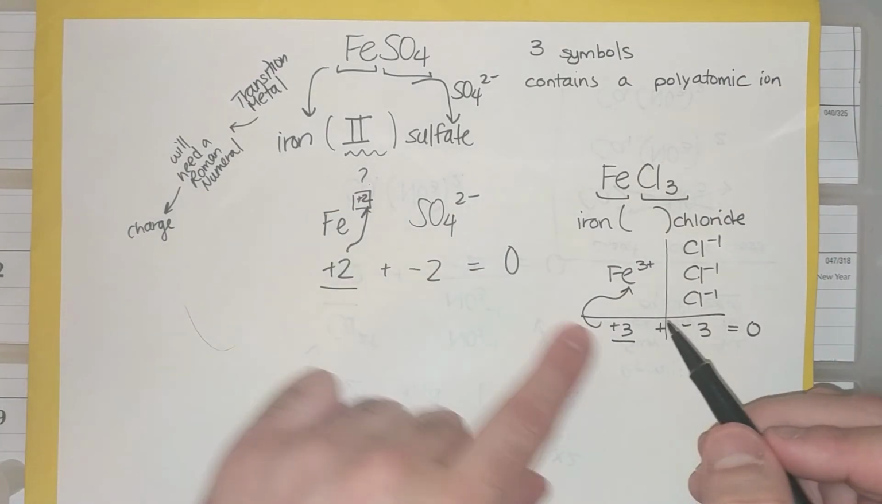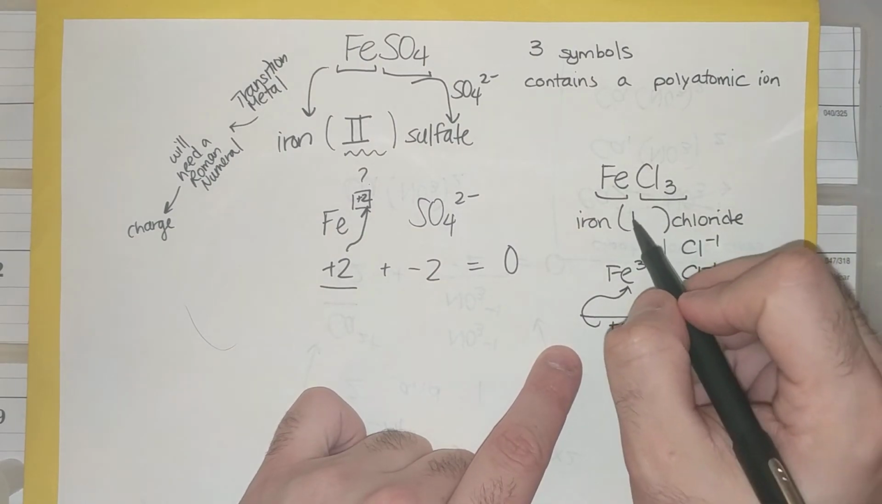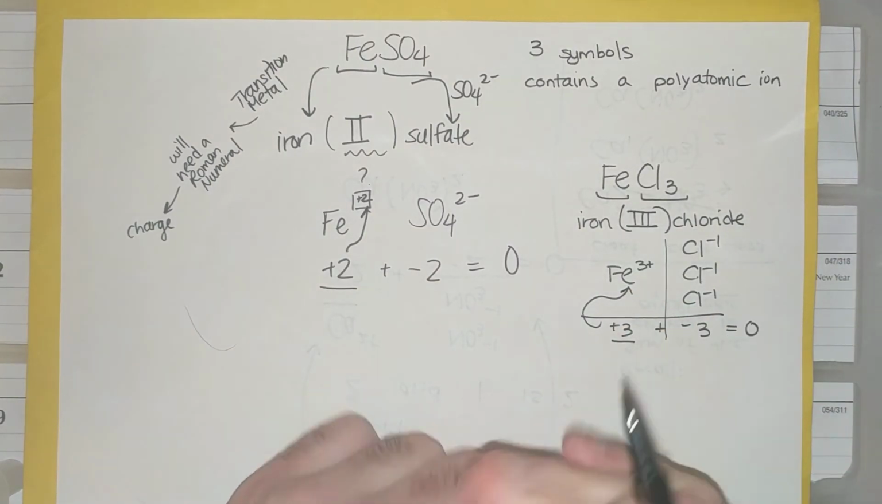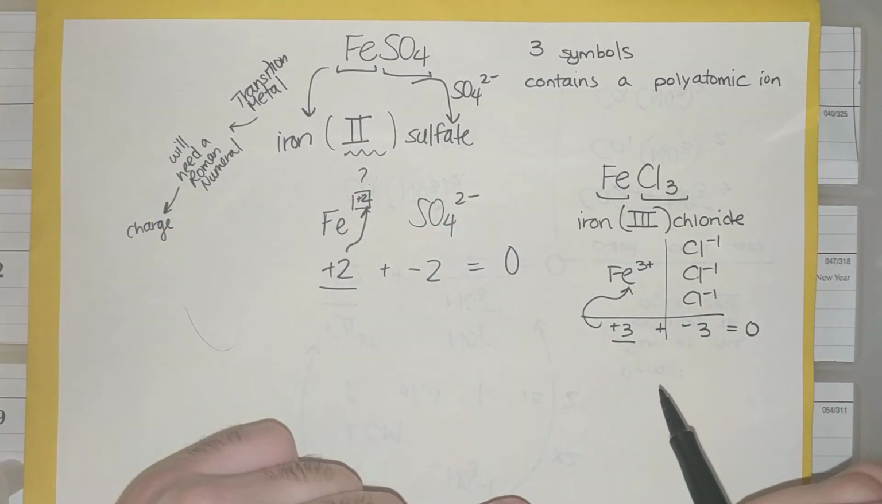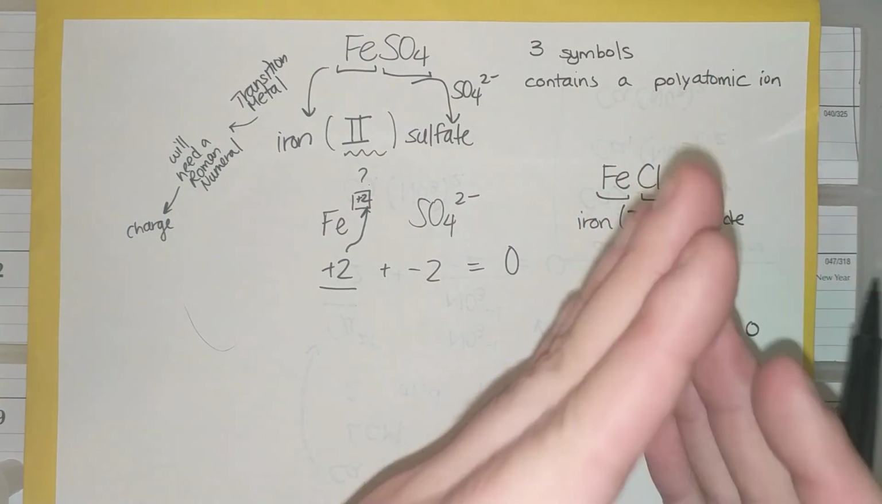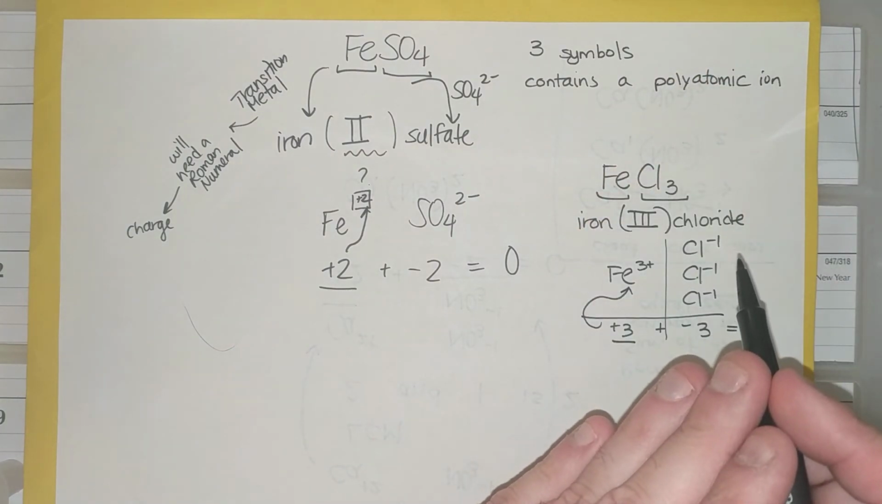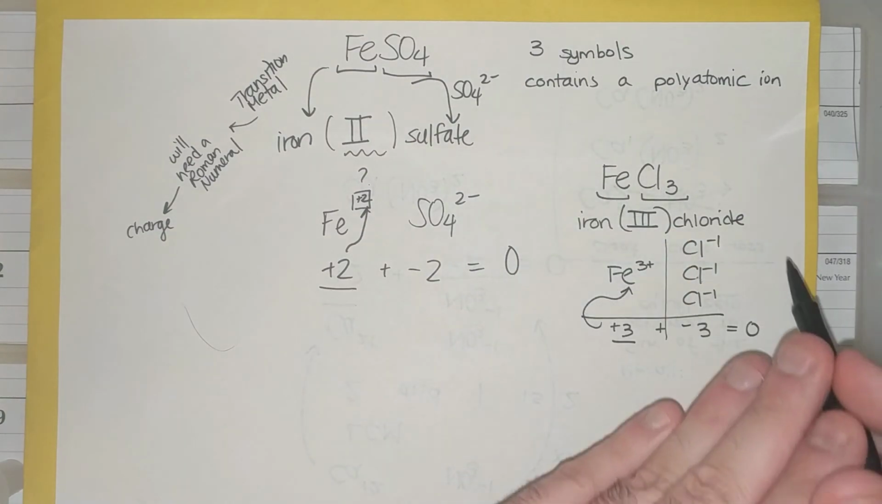That's different than this one. These are 2 different irons. And if I want to name this one, I'd have to do iron 3 chloride. So notice how I have to figure out the Roman numeral. I have to first figure out the charge of the other anion or the other ion in the compound, and then figure out what must the charge of the metal be that when I add it to the negative charge, I get 0.